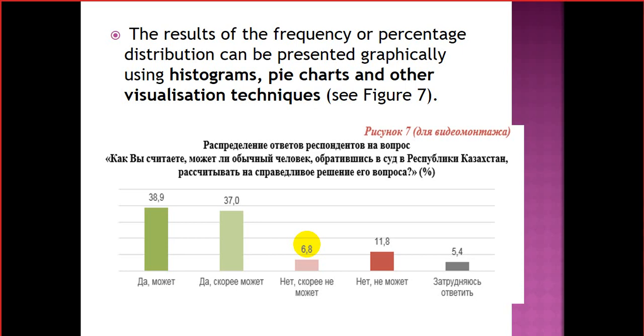We have some information, most of which I have said already. The results of frequency or percentage distribution can be presented graphically using histograms, pie charts, and other visualization techniques. Figure number 7. So, in addition to frequency and percentage line distribution, descriptive analysis involves calculating various descriptive statistics: arithmetic mean, median, mode, standard deviation, range, etc.